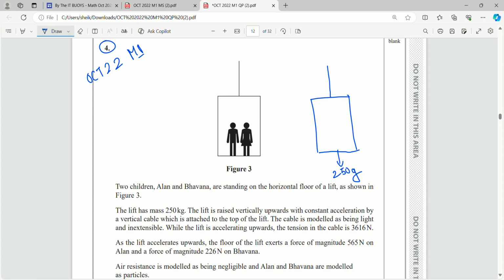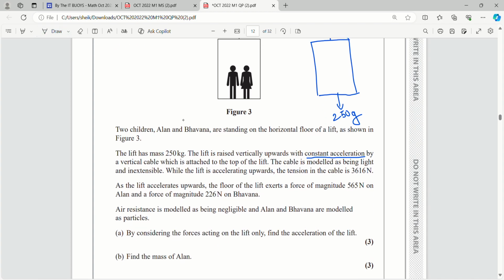The lift is raised vertically upwards with constant acceleration by a vertical cable which is attached to the top of the lift. You have the cable over here. The cable is modeled as doesn't matter. While the lift is accelerating upwards, the tension in the cable is 3616. Again, only the lift experiences the tension force because it is connected to the cable. Air resistance is modeled as being negligible, and Alan and Bhavana are modeled as particles, of course. As the lift accelerates upwards, the floor of the lift exerts a force of magnitude 565 newtons on Alan and a force of 226 on Bhavana.